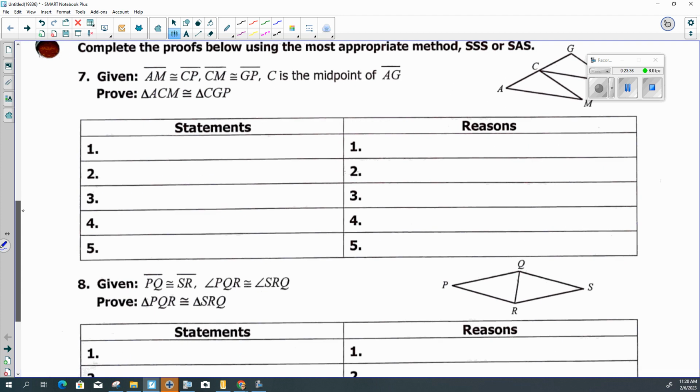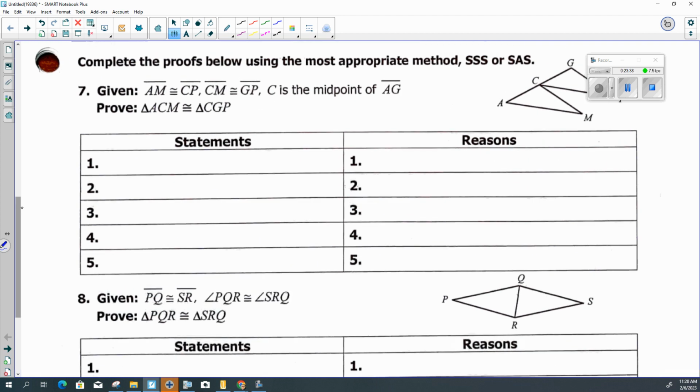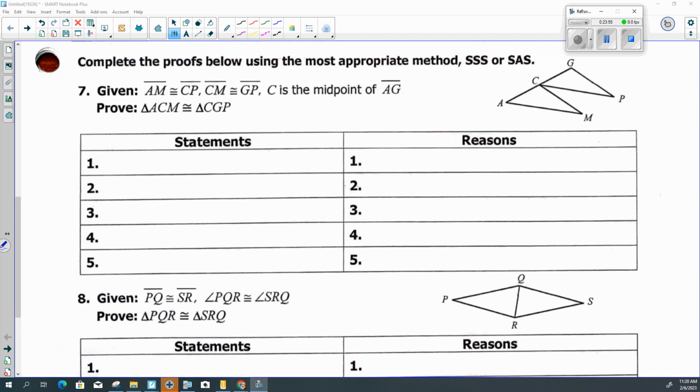Proofs. Does anyone remember what I do to start out my proof? Yeah. The given. There's 2 things I should do with the given. Write it down here. So we have a lot of given. AM is congruent to CP. CM is congruent to GP.